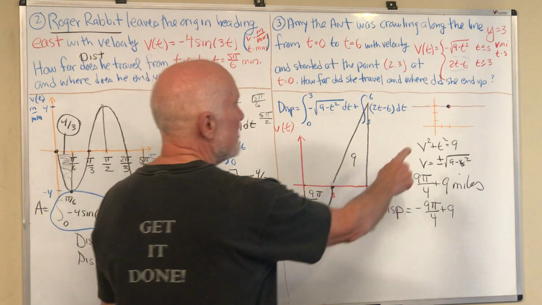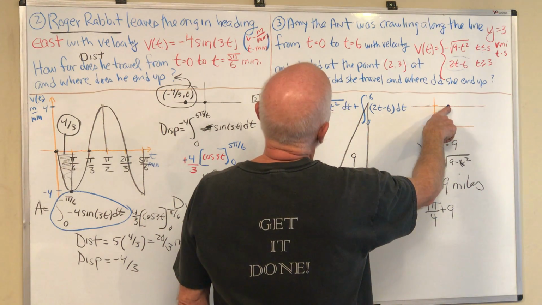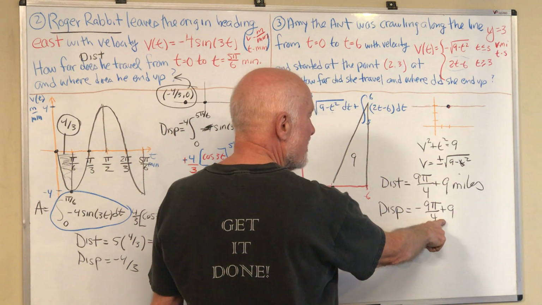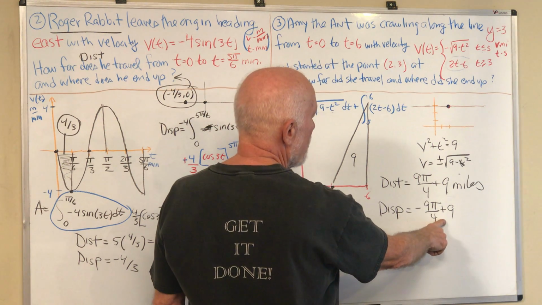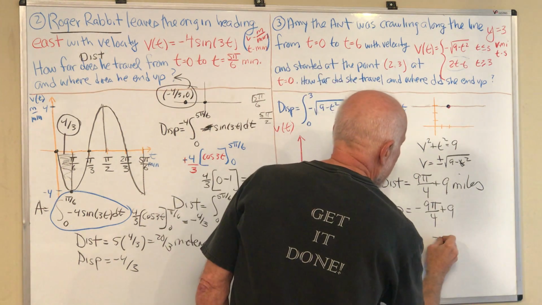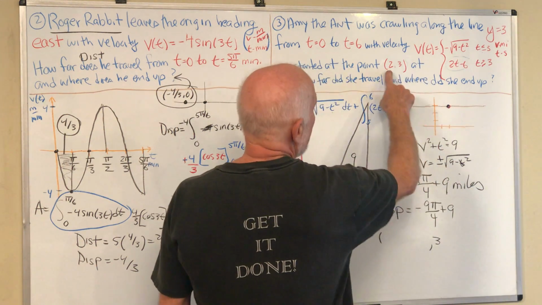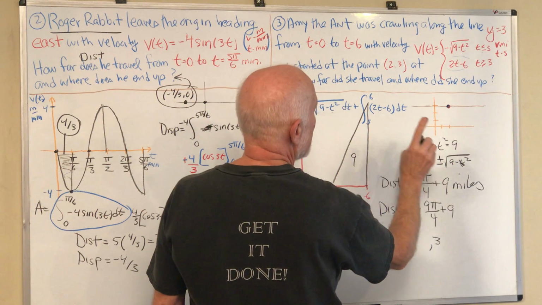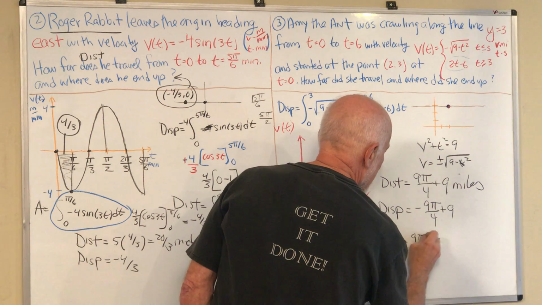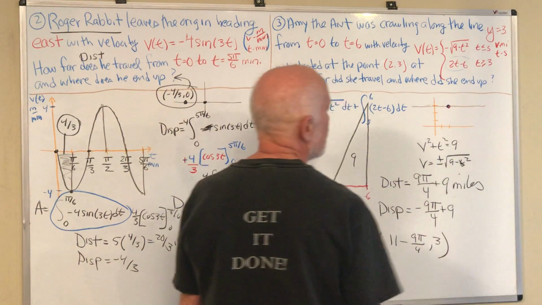Now, she started out at this point here, and she's moving along the line y equals 3, and she displaces this much. So what we have to do is say she's going to stay at the same y value, 3, but the x value is going to be what it started out to be, 2, plus the displacement. So it would be 11 minus 9 pi over 4. And that's where it would end up.